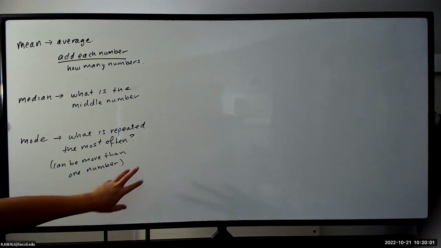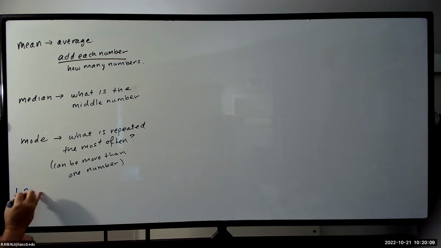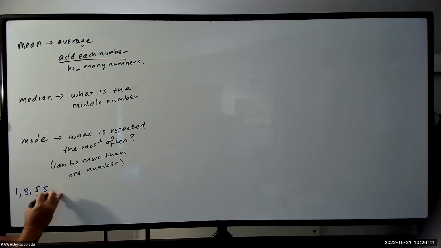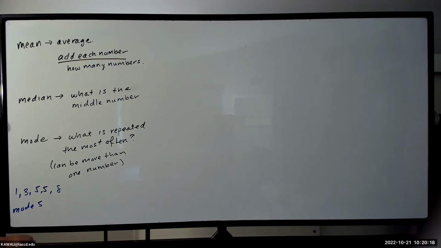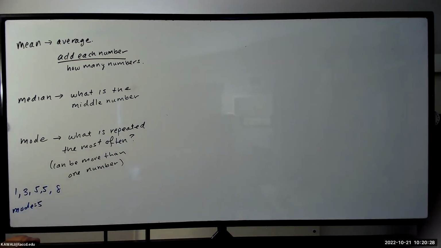So let's look at the different ways that they can give you this problem. So they can give you the problem like 1, 3, 5, 5, 8. And the mode would be 5 because that's the number that shows up most often. Now they could also do it like, well, let me give you a second to copy that.